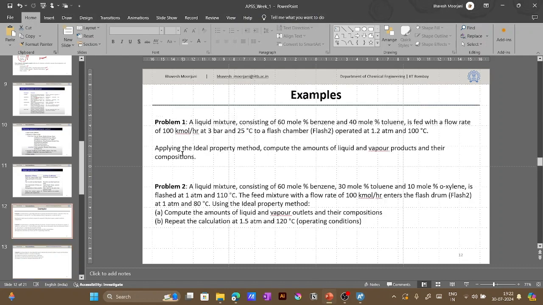So the first problem that we will be doing, again, this problem is just to give you an overview, nothing related to moving forward with the course, just to give you a hands-on feel of Aspen Plus.